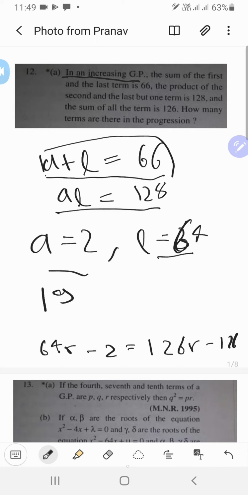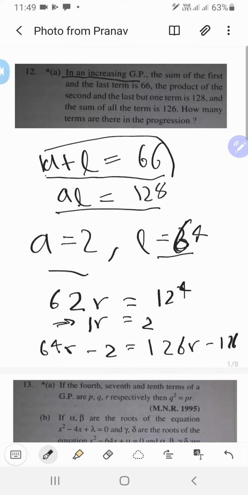Wait, sorry, I think that's not how it's supposed to be going. Oh, so 126 minus 64 is 62. 62r is going to be equal to 124, sorry. Which means that r is supposed to be 2. That's easy. Okay, so the common ratio is 2.